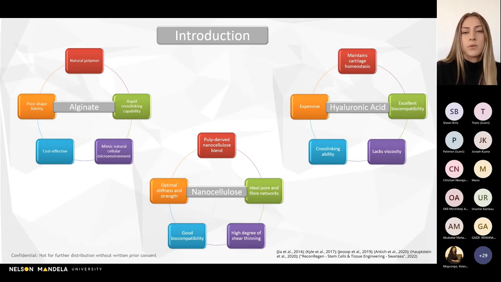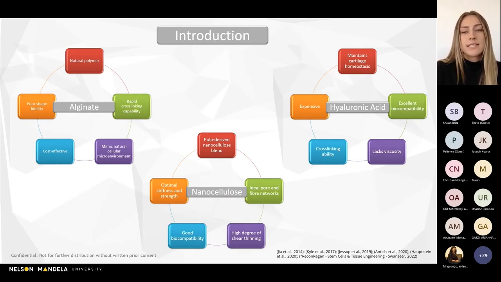Alginate is a natural polymer which mimics the natural cellular microenvironment of human tissue. Although alginate has poor post-printing shape fidelity on its own, its ability to cross-link allows for gelation and therefore maintenance of shape of the 3D printed constructs.